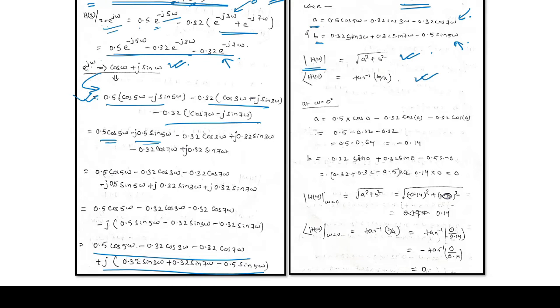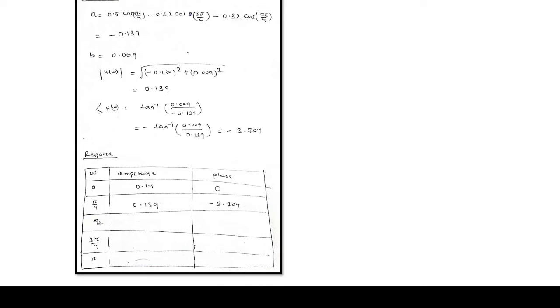Herein you have been given some examples. At omega equals 0 degree, you find all these things. Then at omega equals pi by 4, you calculate all these things, and then again at pi by 2, 3 pi by 4, and pi. So you have to calculate all these values.